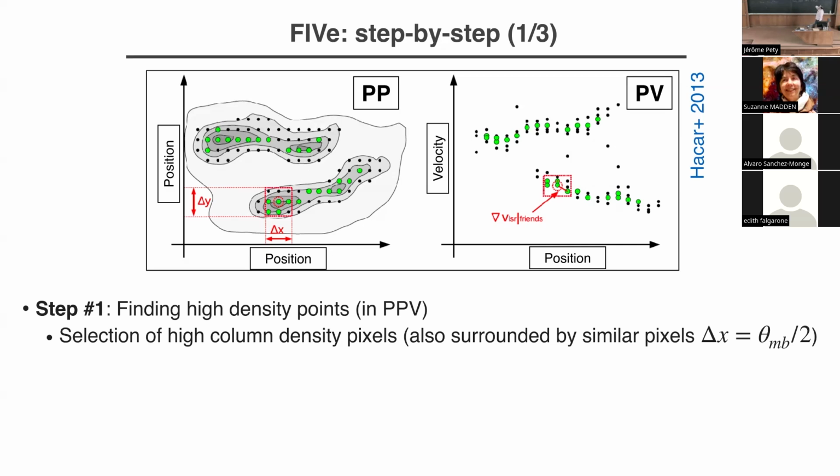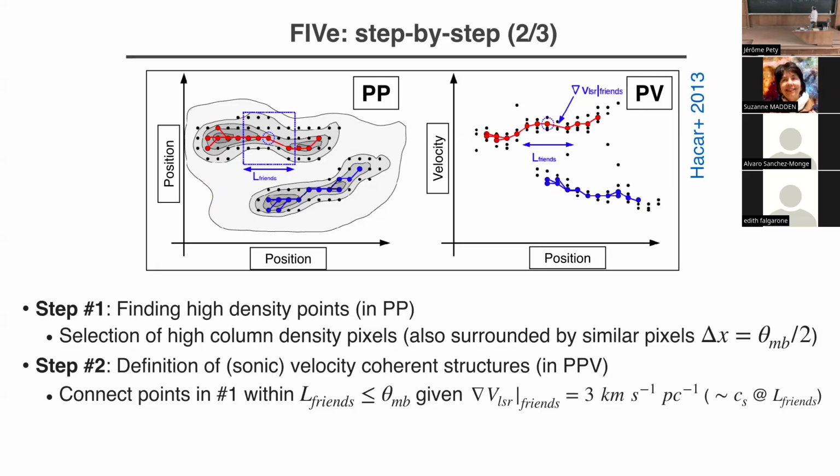So we first try to identify these green points. Basically, we look around every point and we try to find if they are high density and have a high number of friends. Then we connect only these points. So let me go back.